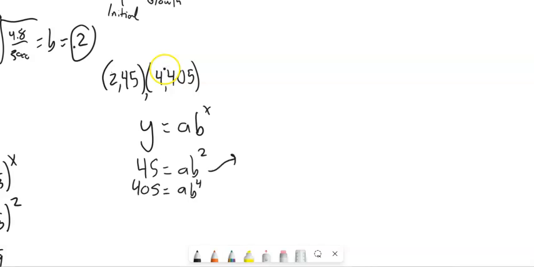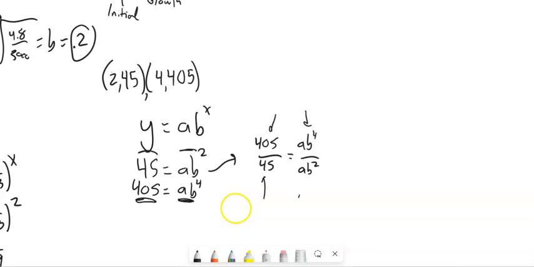Let me do some division here. I'm going to go 405 divided by 45 is equal to a b to the fourth divided by a times b squared. Notice that this division every time cancels out that a, makes that a reduce down to a 1. And this thing's equal to that thing. So I can divide and get the same answer on all of them.